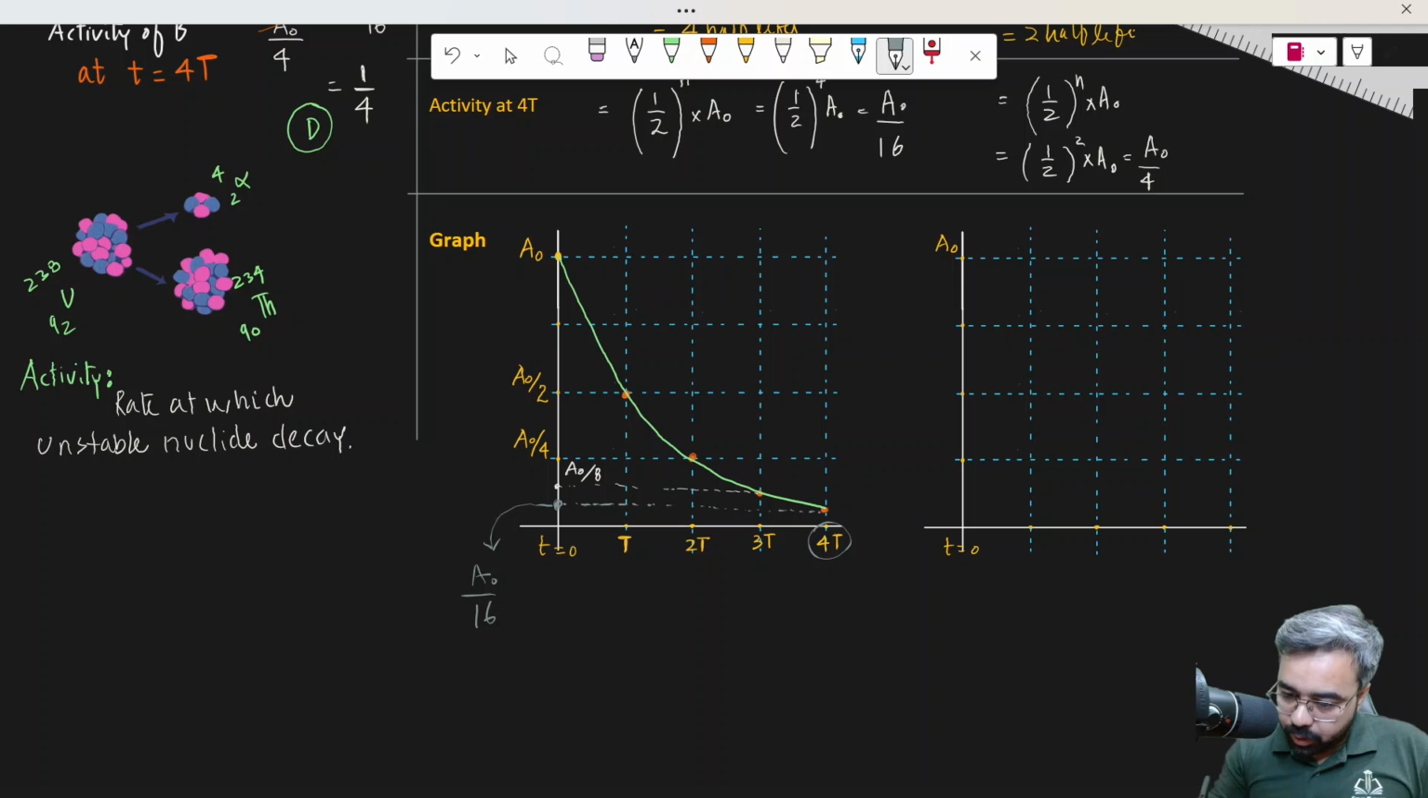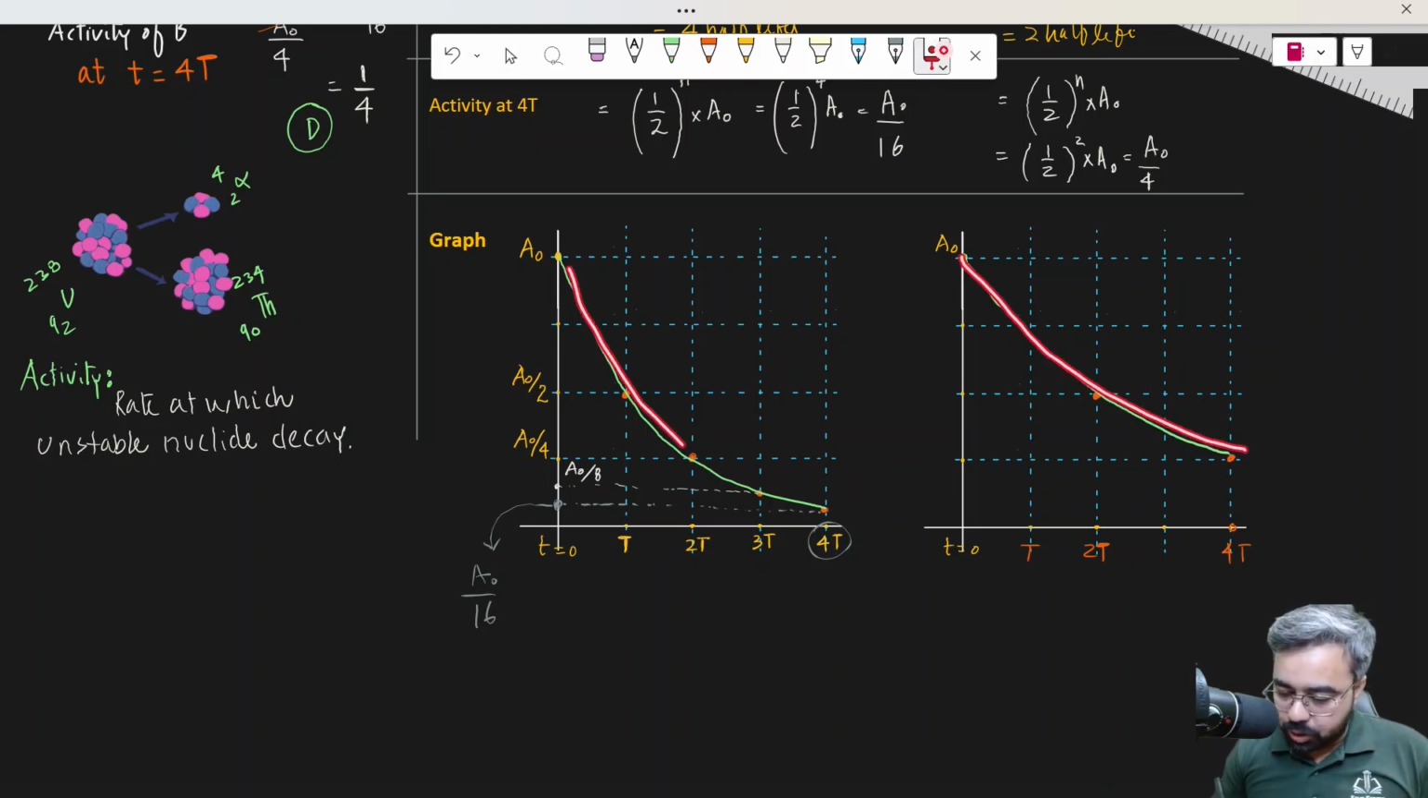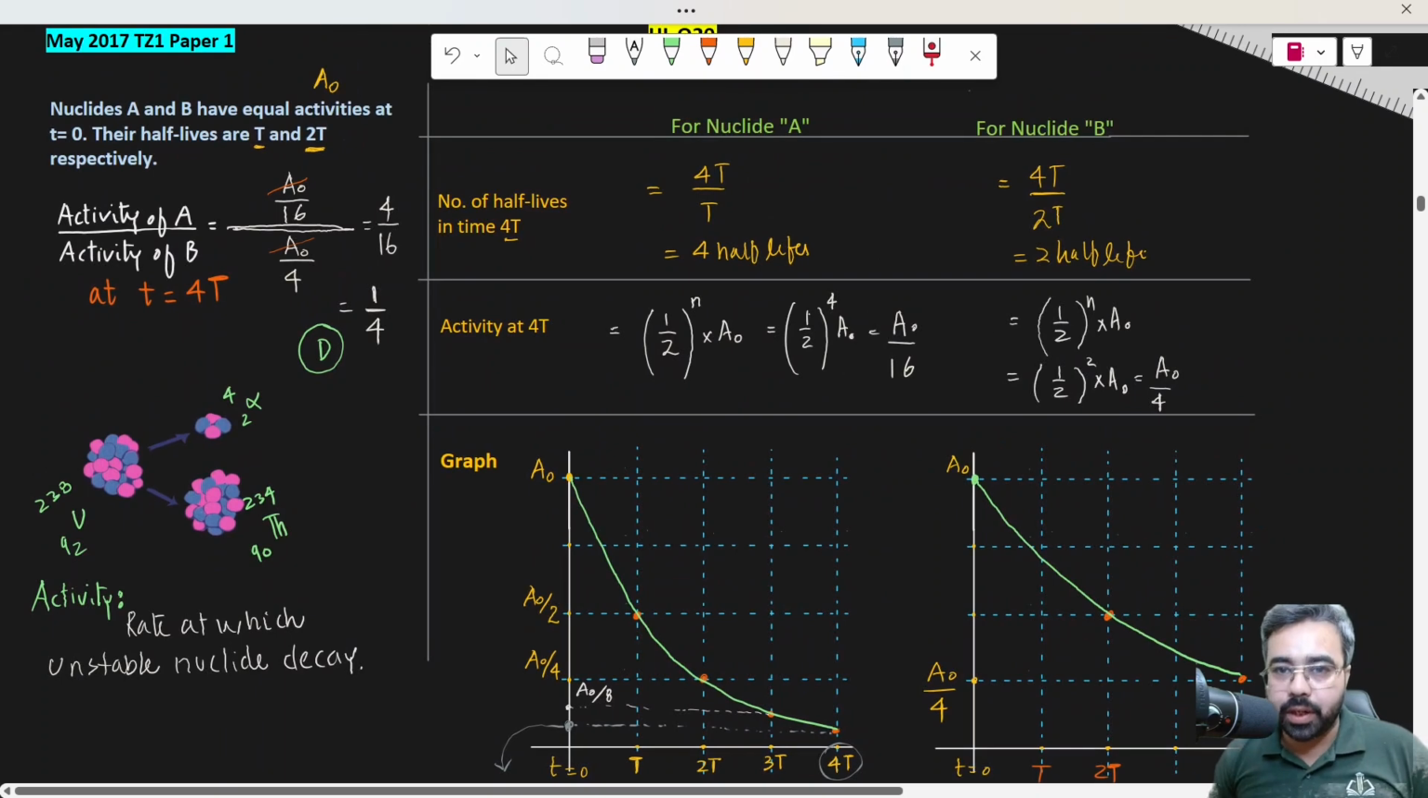We will do the same for B. Here it is T, this is 2T. At 2T it will be halved, and then at 4T it will be further halved, so it should be this point. If you draw them, this is obviously a less steep curve and the other is a more steep curve, because it has a shorter half life. So its amount, dear students, is A0 over 4. If you divide these two, you will once again get the same answer, option D. I hope you understand the whole solution by two methods.